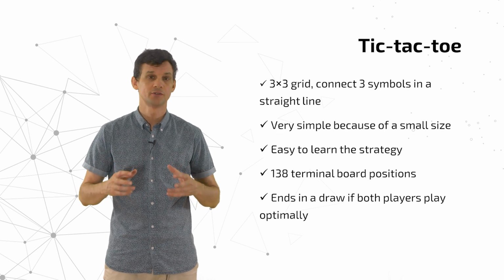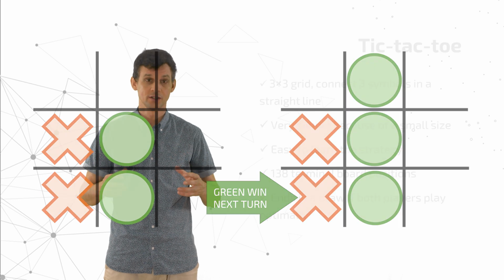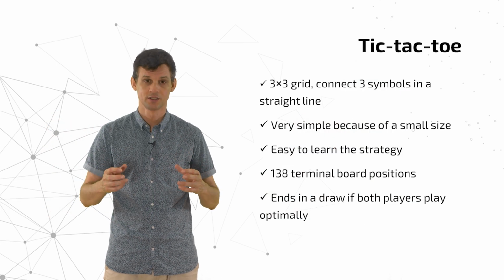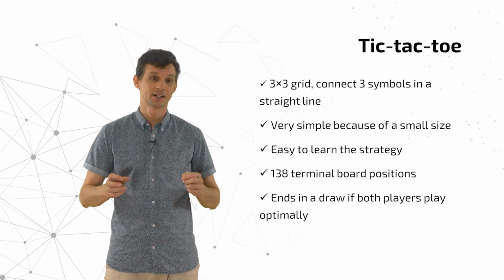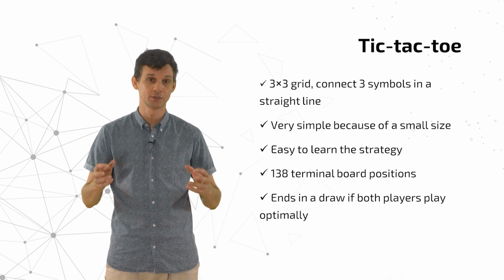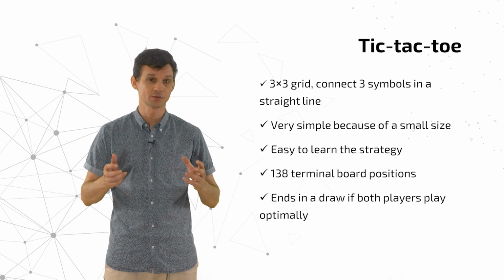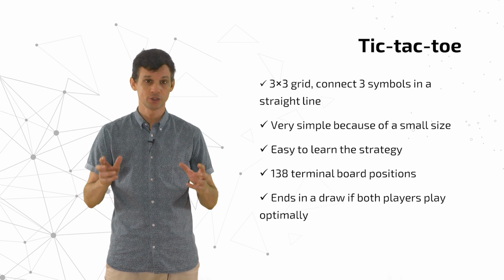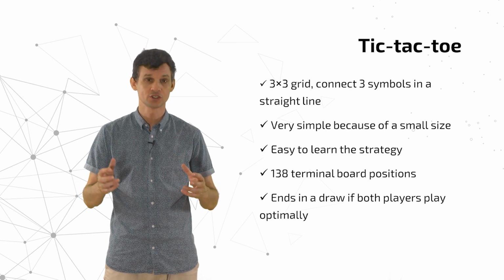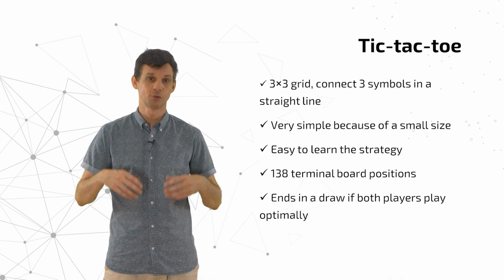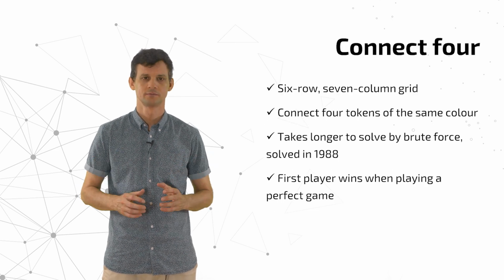We can easily evaluate all possible games. The fact that the board is symmetric makes this task even simpler. Several positions are identical. There are 138 terminal board positions. 91 of those are won by the first player, X, 44 are won by the second player, O, and 3 positions end in a draw. If both players play optimally, the game will end in a draw.